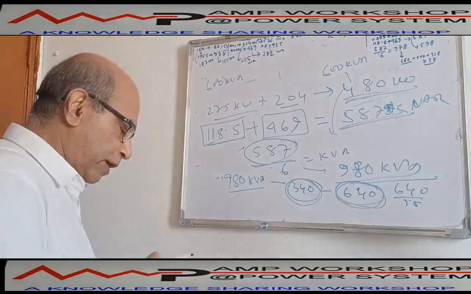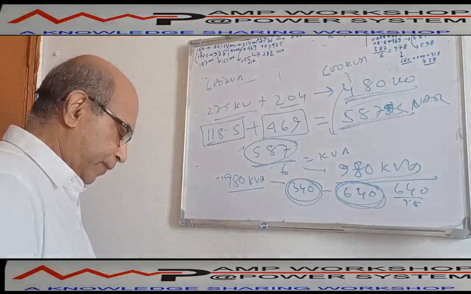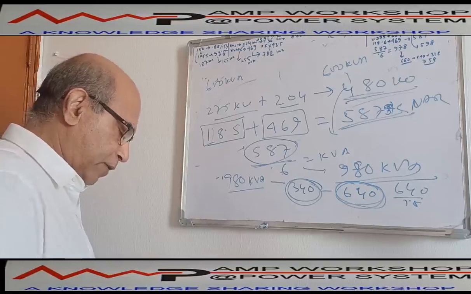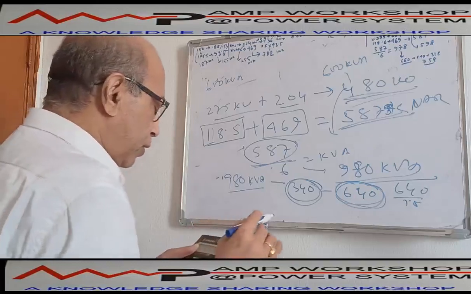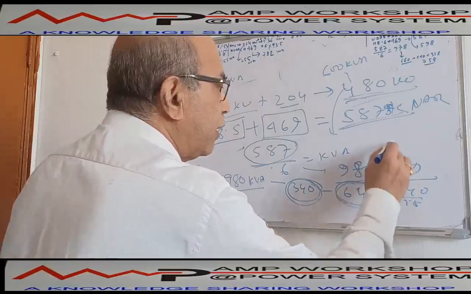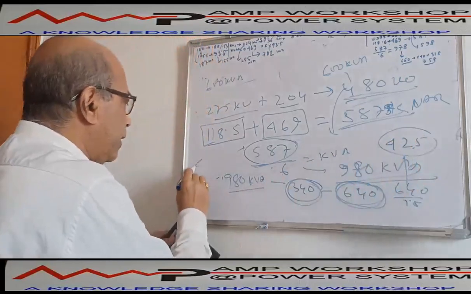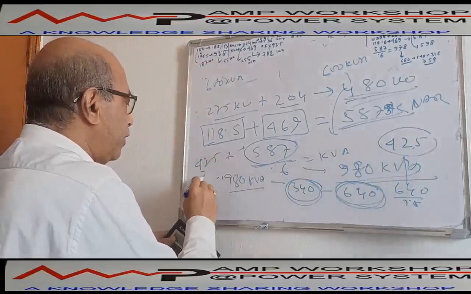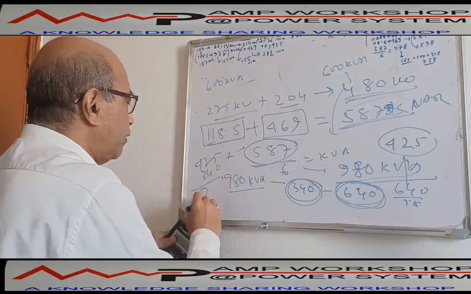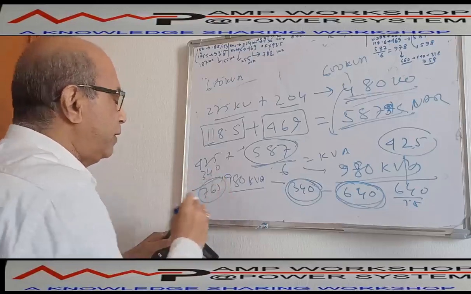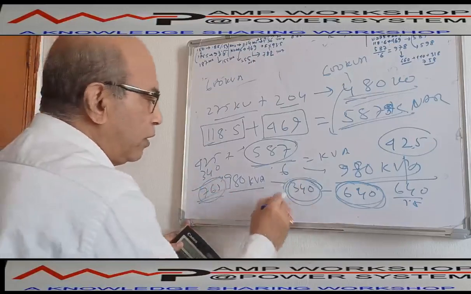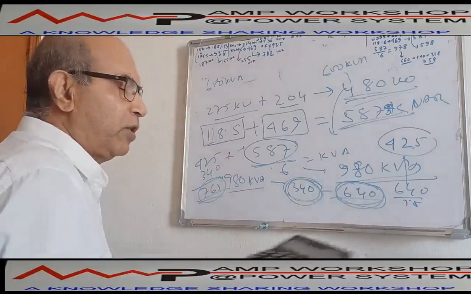640 divided by 1.5 will give about 426, so about 425 kVA. So 425 kVA plus 340 gives 765 kVA. If we consider this a 765 kVA generator, it can cater to this continuous load as well as start the motor during running.